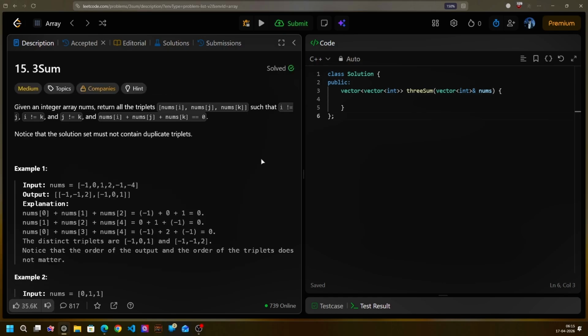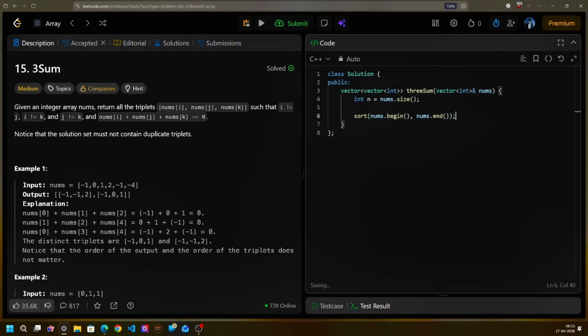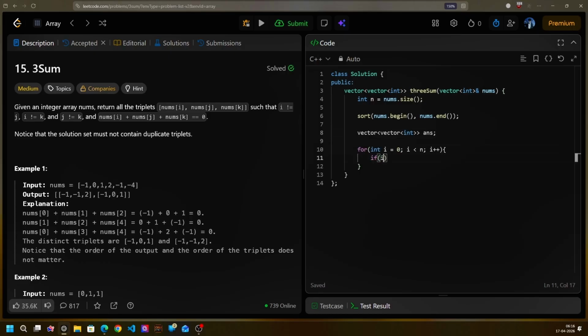Okay, let's first declare our array size, int n equals to nums dot size. Then let's sort our array, also declare our 2D vector to store our answer. After this we will run our loop. Here we will write a condition to make sure that our value at the current i is not equal to the value at the previous i. If it is equal, we will continue, meaning we will skip this whole iteration. So nums of i equals to nums of i minus 1 means it is the same. That means we will continue this whole iteration.